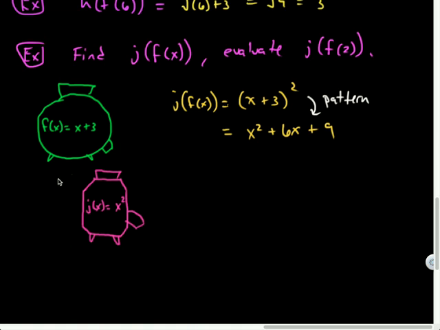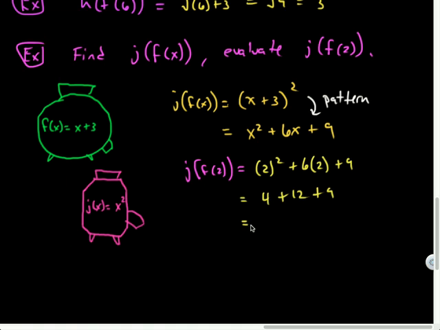But let's calculate j of f of 2. To do that, let's just plug 2 into my composed machine here, my composition of functions. So that's going to be 4 plus 12 plus 9, 16 plus 9, oh, that's 25. Perfect squares right there. So that's what I end up getting.